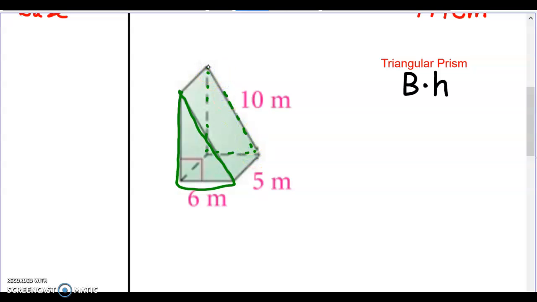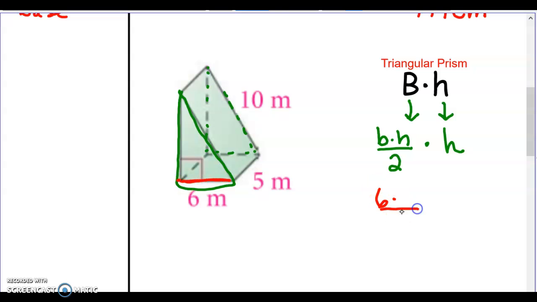Okay, so because it is a triangle, our formula for big B is going to be base times height divided by 2, because that's the area for the triangle. Now that will only tell us the area of the triangle. We want the volume of the whole prism, so we still need to multiply it by the height of the prism. Okay, so finding our numbers to put in. We know that 6 here would be the base of my triangle.